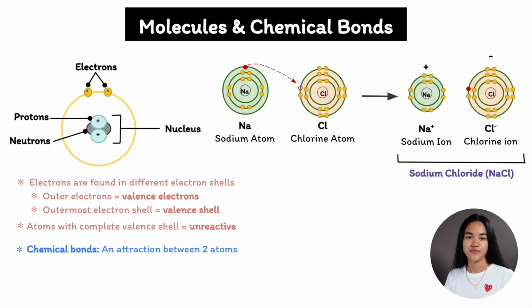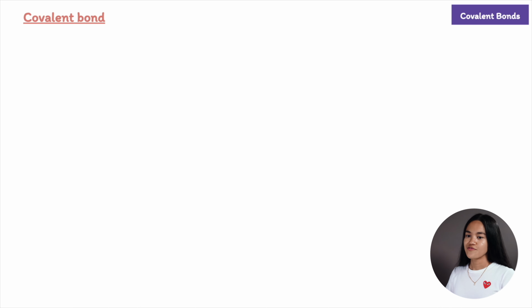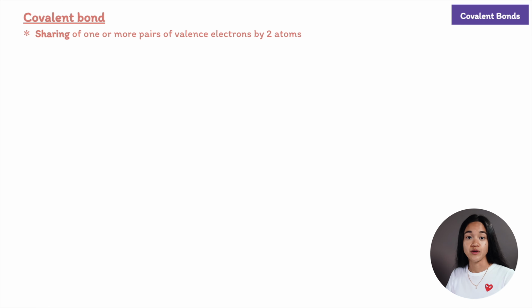And we're going to break down the different types of bonds. So now let's subtract complexity and go through covalent bonds. So what is a covalent bond? A covalent bond is the sharing of one or more pairs of outer shell electrons by two atoms. This is a strong chemical bond. Let's go through an example.